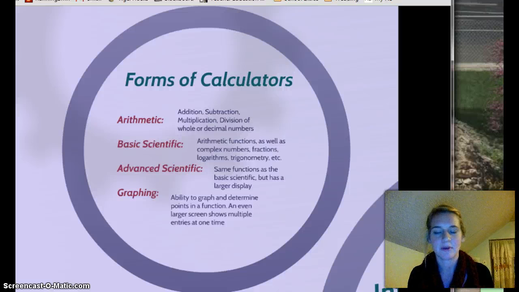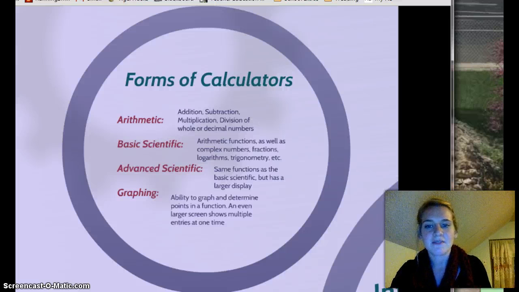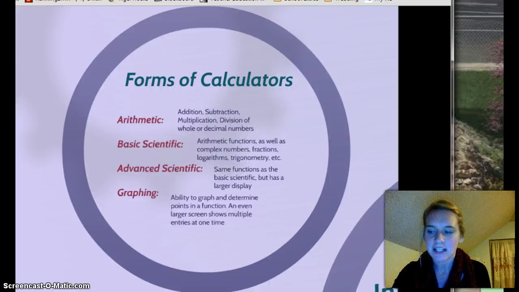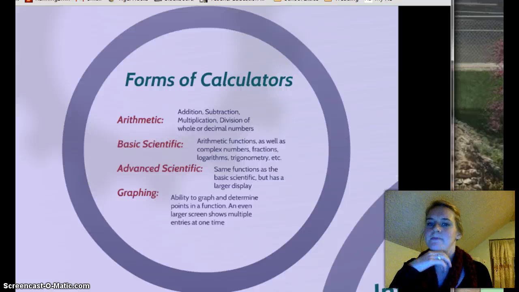The next form of calculator is the basic scientific, which has arithmetic functions as well as complex numbers, functions, logarithms, trigonometry. This is for your typical middle schooler. When they start getting into higher system problems, they're going to need a little assistance so that they can focus, just like in arithmetic, on what they're trying to learn and not on past information.